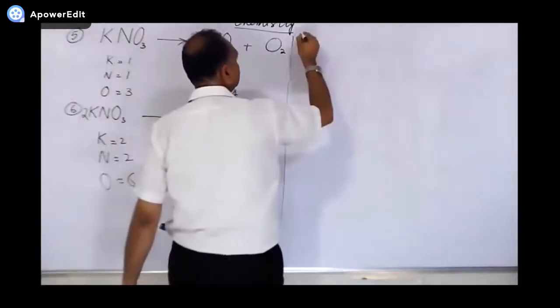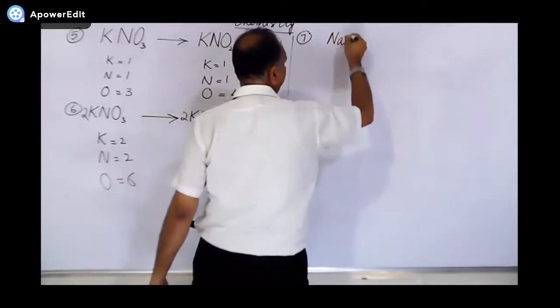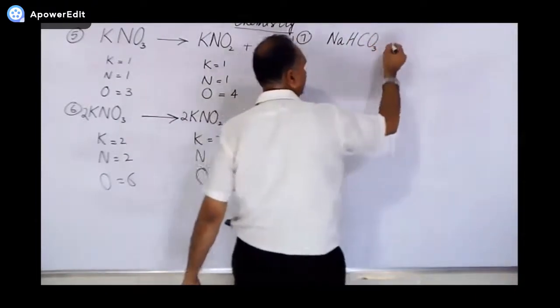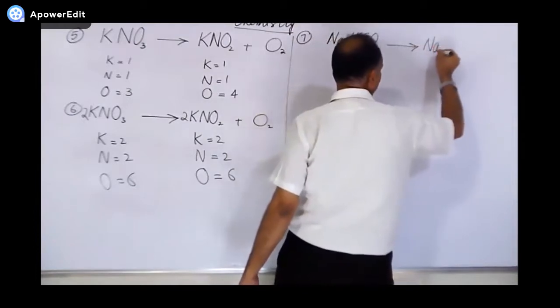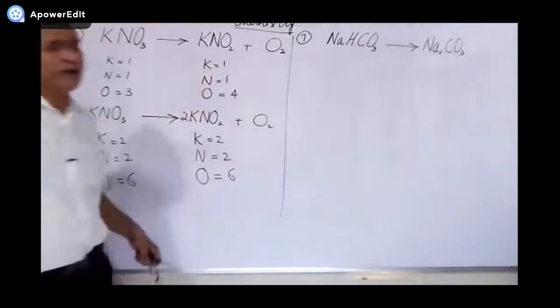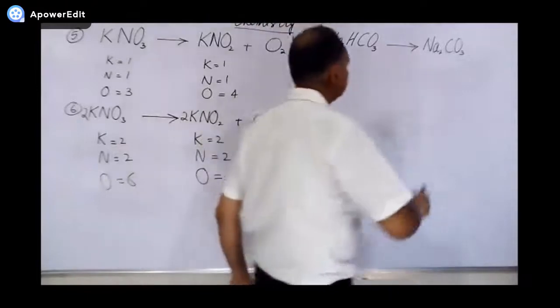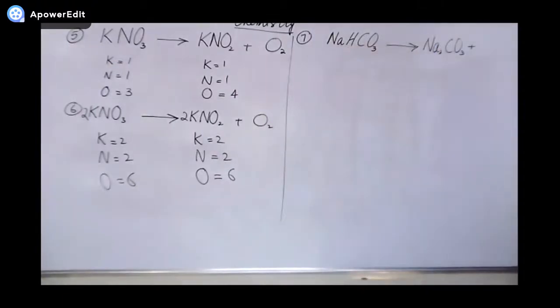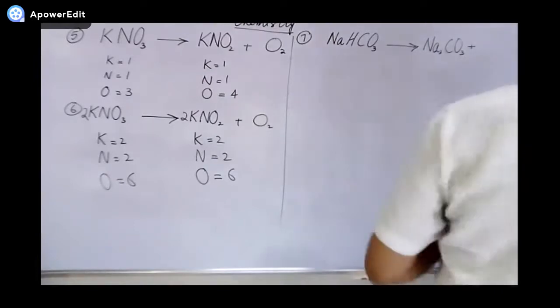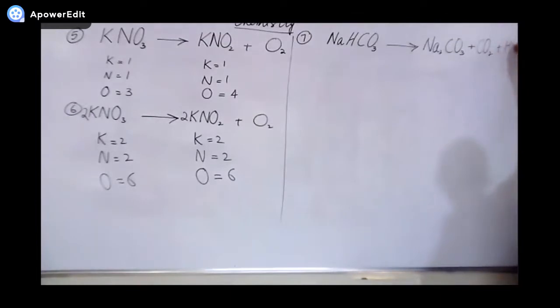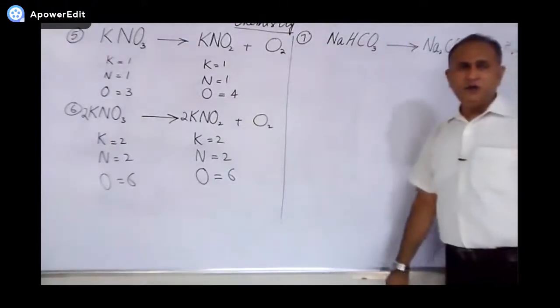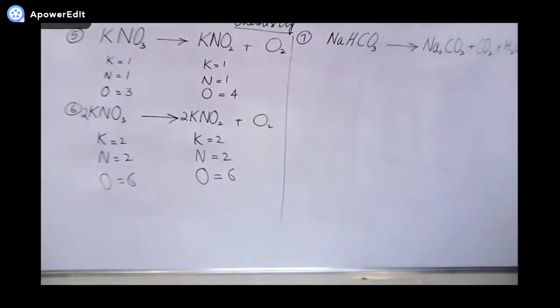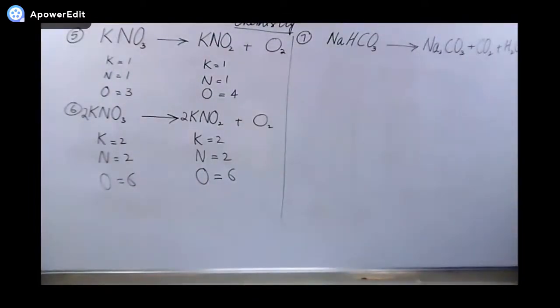Number 7. NaHCO3 gives Na2CO3 plus CO2 plus H2O. So what is the status right now?